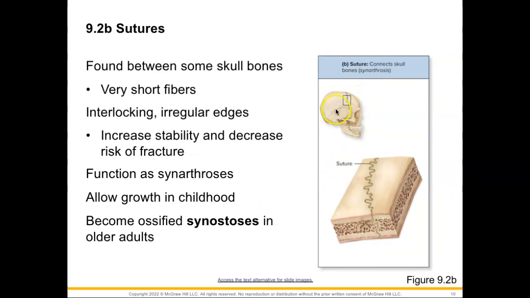Next, we have our sutures of the skull. We have learned these pretty well already. And we'll see that they have very short fibers. So sitting in between these two bones is where you'll find those fibers. And we see that they have an irregular shape to them, and they are going to interlock with the articulating bone. This helps to increase stability and also decreases the risk of a fracture.